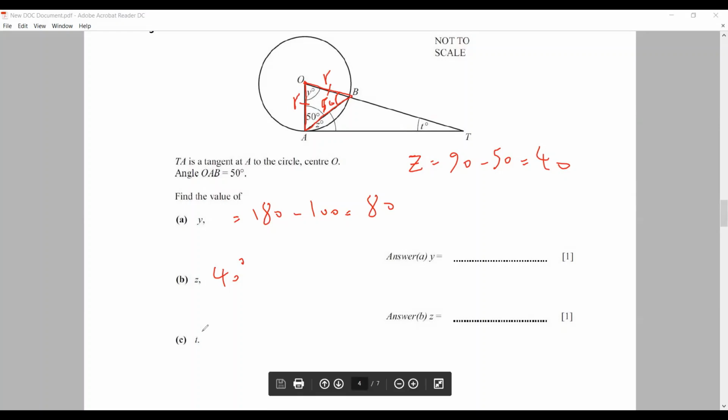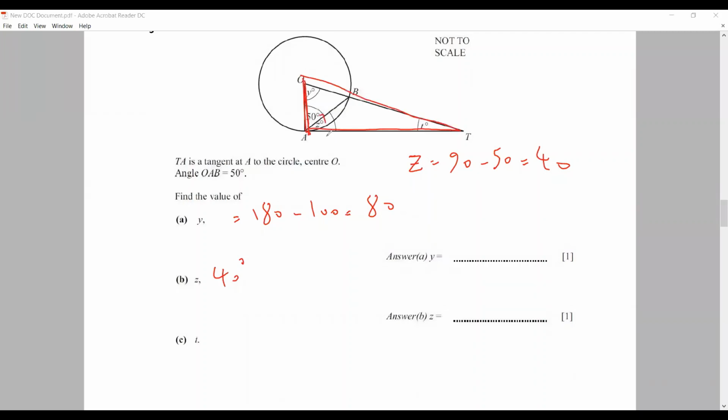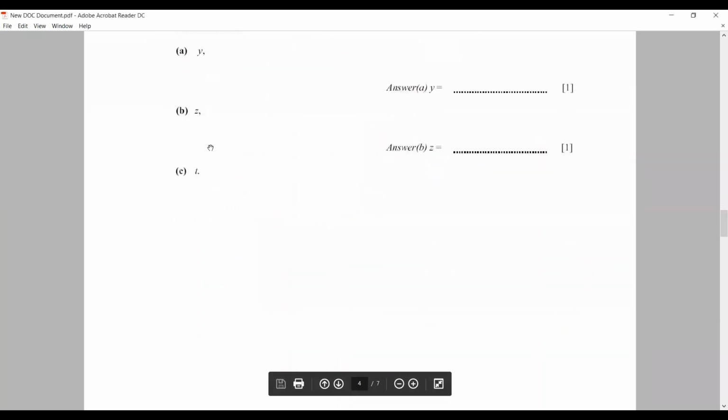Now T can be found easily. Just look at the bigger triangle now. The bigger triangle is this one right here. That's a right angle triangle. This is 90. Y is 80. So T is 10, right? You add all of them together, you get 180. So T is 10. That takes care of question number 5.